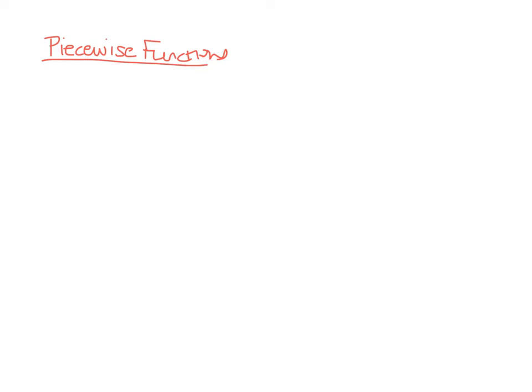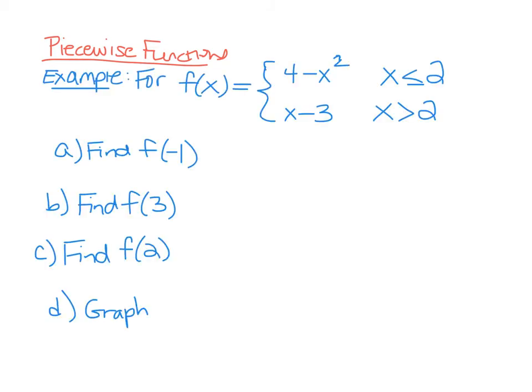In this video, we will review graphing and evaluating piecewise functions. A piecewise function is a function that is composed of two or more smaller functions that have certain constraints. So in this case, our function is going to be 4 minus x squared when our x values are less than or equal to 2, and it'll be x minus 3 when x is greater than 2.